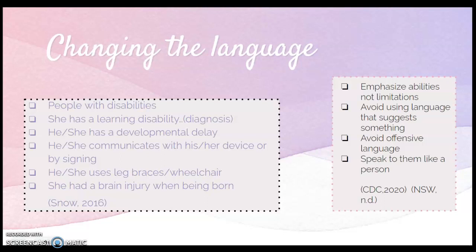And then another way, really, to evolve our language: emphasize the abilities, what they can do, not what holds them back. And then try really hard to avoid using any language that suggests something. I know in the examples they were giving us, avoid things that maybe suggest a disability. And then avoid using offensive language. I know they talked about dwarfism. Sometimes people take things differently, and each person has a different preference. So you really have to judge who you're talking to and how you're speaking to them.